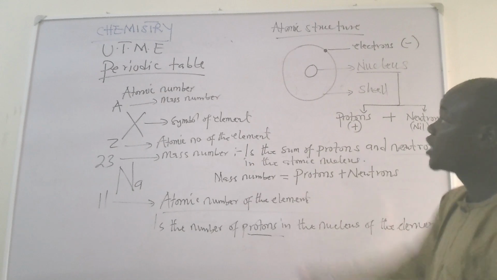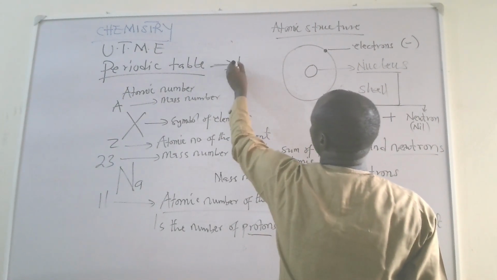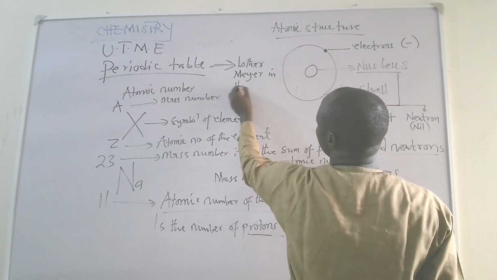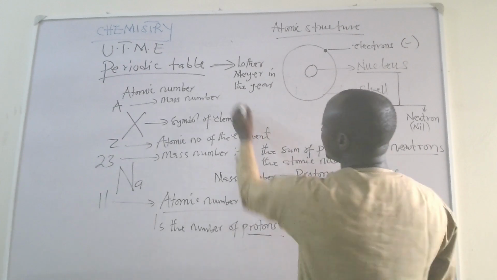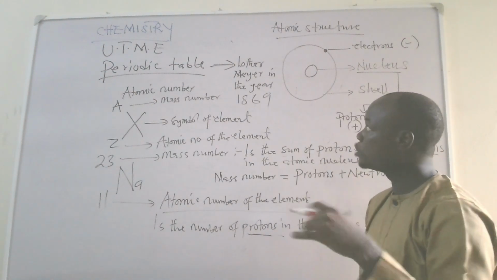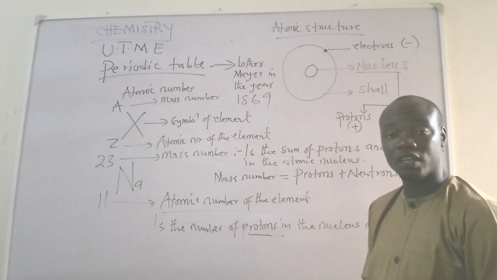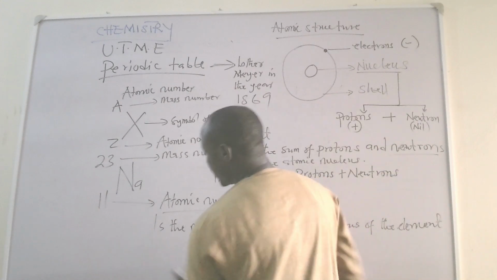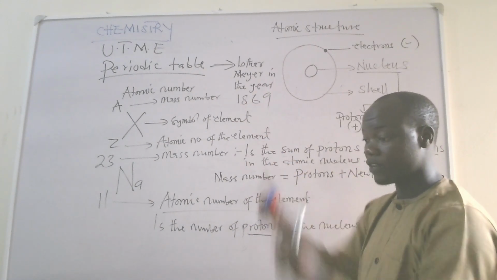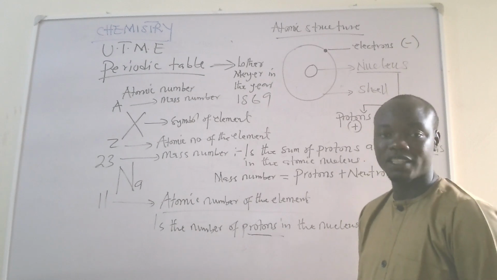So we are trying to define the periodic table. A scientist called Lothar Meyer, in the year 1869, defined the periodic table of the elements as the arrangement of elements in order of increasing atomic number. That is how he defined the periodic table. But there is also another scientist called Dmitri Mendeleev.